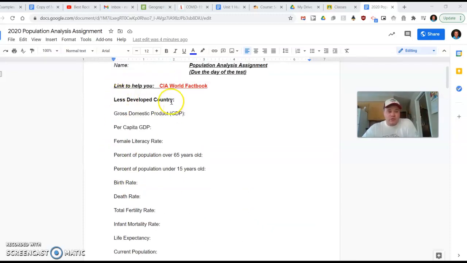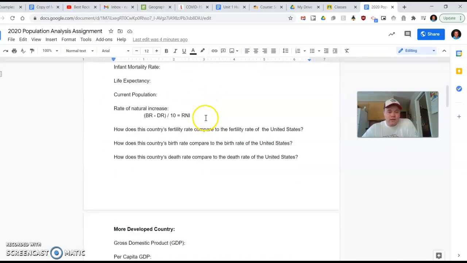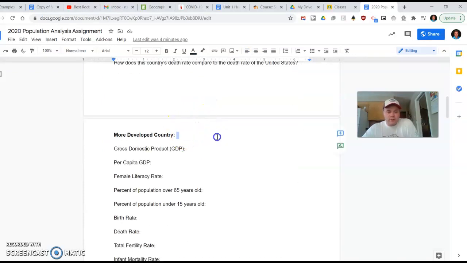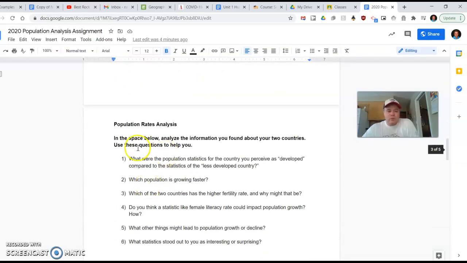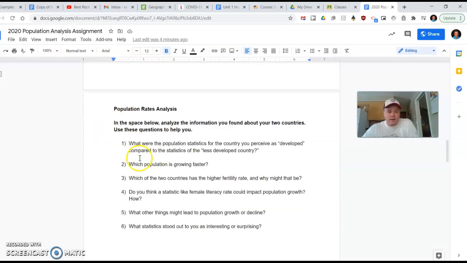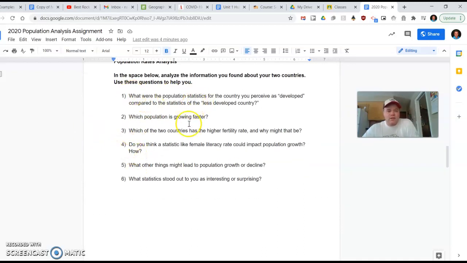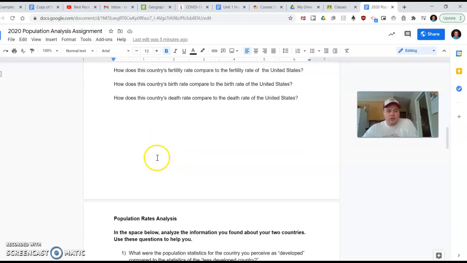So here's the first country, whatever country you choose. And then down here is the more developed country. And same thing, find these statistics. Now, this we won't talk about right away, but you might be able to analyze some of this. And looking at these questions, you're going to compare these two countries.